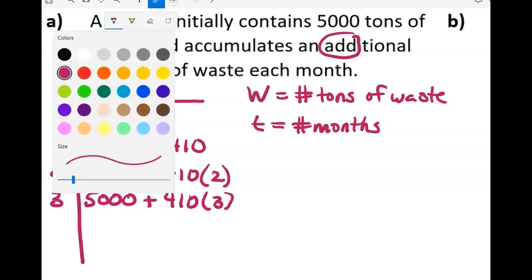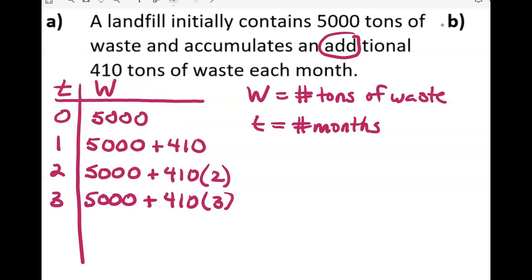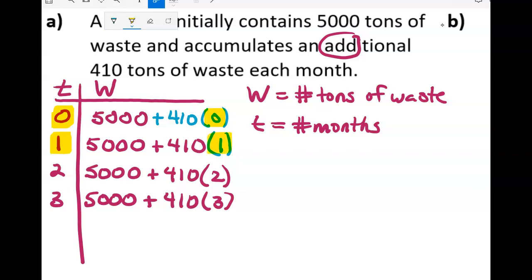Let's backtrack and write in some values that are really assumed. For instance, when T is equal to 1, that 410 gets multiplied by 1. And when T is equal to 0, we're really adding 410 times 0. What I want you to notice here is that the 5,000 is the same in each row's entry. The 410 is the same in each row's entry, but that multiplier on the 410 changes from entry to entry.